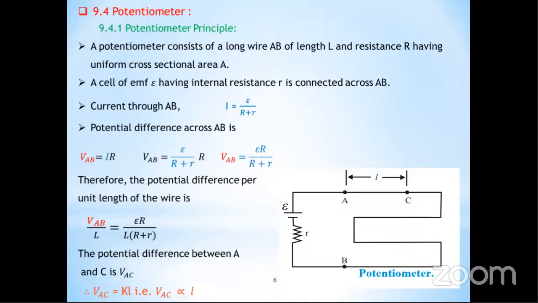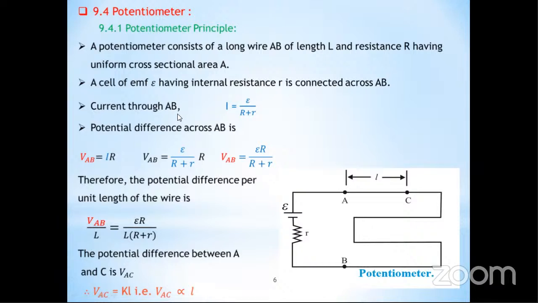A cell, that is the EMF. Here we can say this E, here the epsilon, but in your book the symbol of this EMF is given in terms of epsilon. So here I use the word epsilon. A cell of EMF epsilon having the internal resistance r is connected across AB. See, this is the resistance which is connected here. This one is the cell, that is the battery, you can say.